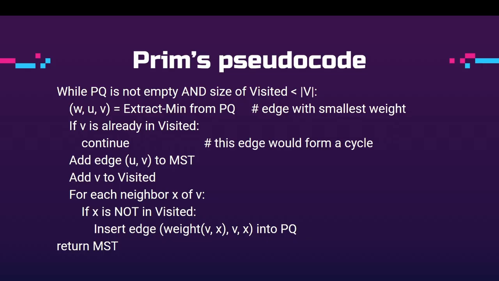So when we get that, we're going to extract the minimum weight from the PQ, and then we're going to see if V is already visited. If it is, you're going to skip. If it's not, you're going to add that edge to the minimum spanning tree, and you're going to add V to visited. And then, for each neighbor x of V, which means for each of the neighbors of that new node, I apologize, for that new node, you're going to insert that edge into the PQ, and you're just going to keep repeating the process all the way until this loop stops.